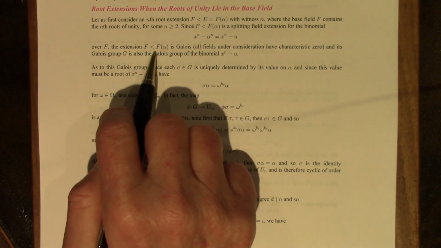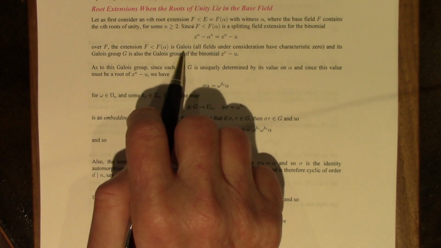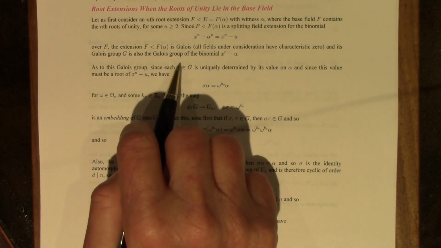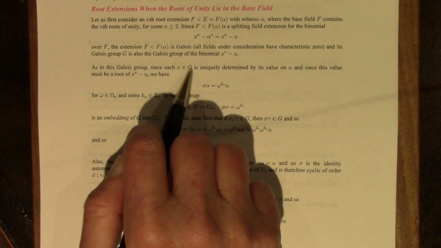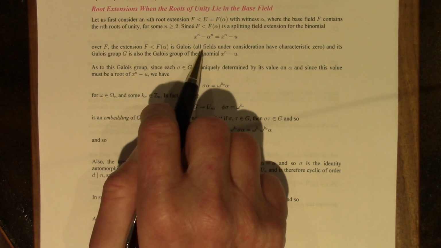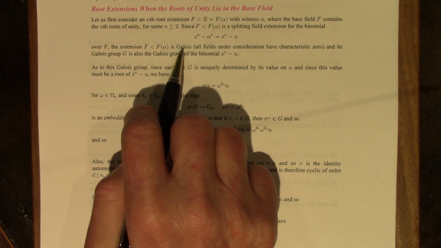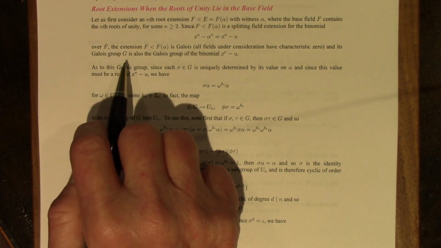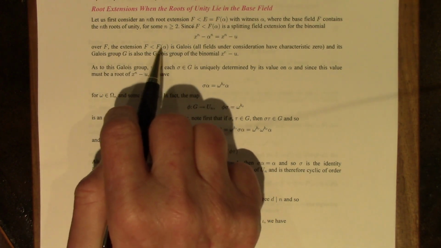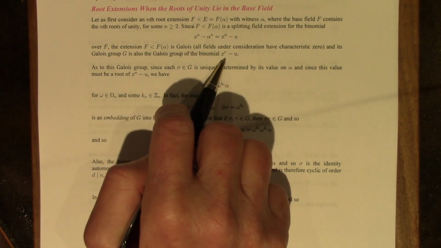And so the extension is Galois, because we're assuming all fields have characteristic 0, and so all extensions are separable. This is normal, and therefore also Galois under our assumption. And the Galois group G of this extension is the same as the Galois group of the binomial.